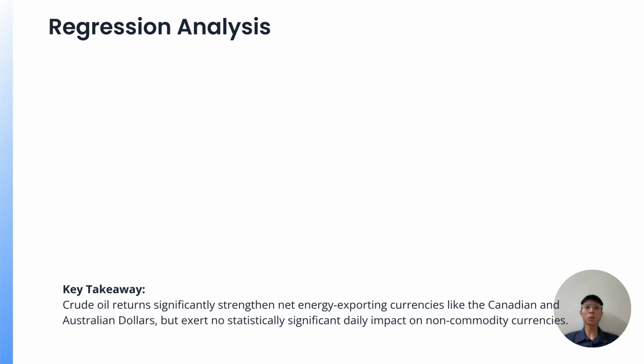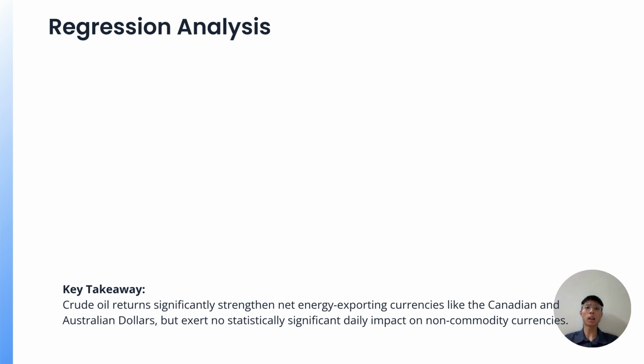Next, moving on to the regression analysis, the table shows that the crude oil returns significantly impact only two currencies, which are the Canadian dollar and the Australian dollar. Both the currencies show statistically significant negative slope coefficients, meaning that an increase in oil prices will strengthen these two currencies against the US dollar, explaining roughly 5% and 2% of their return variance respectively.